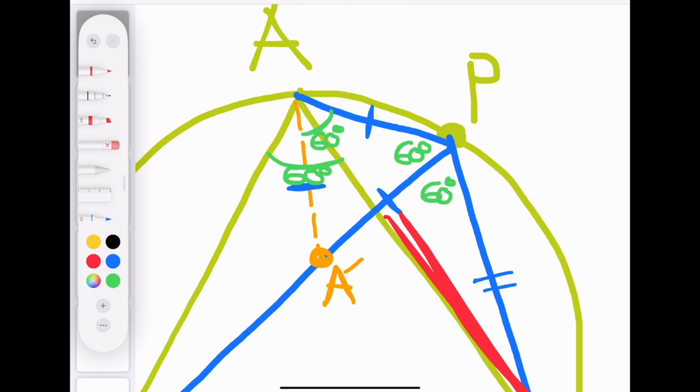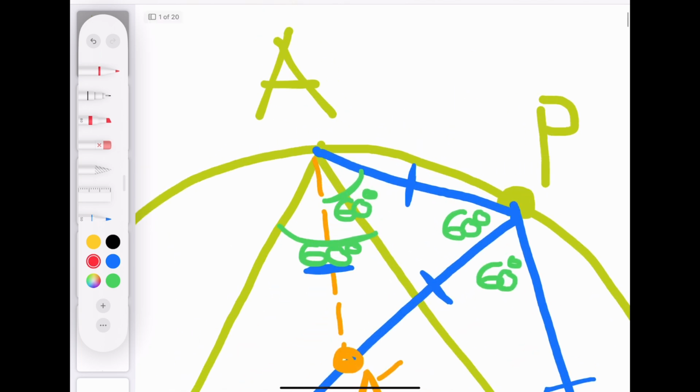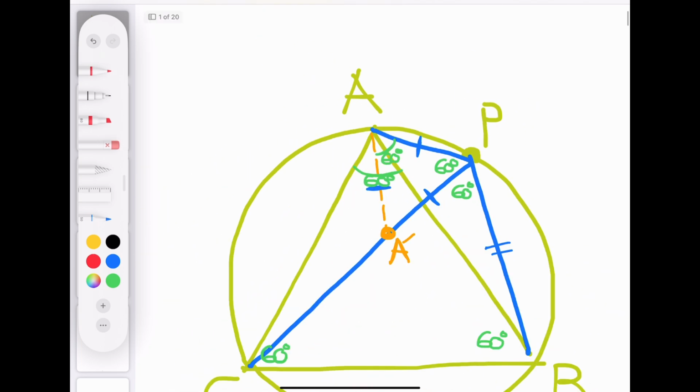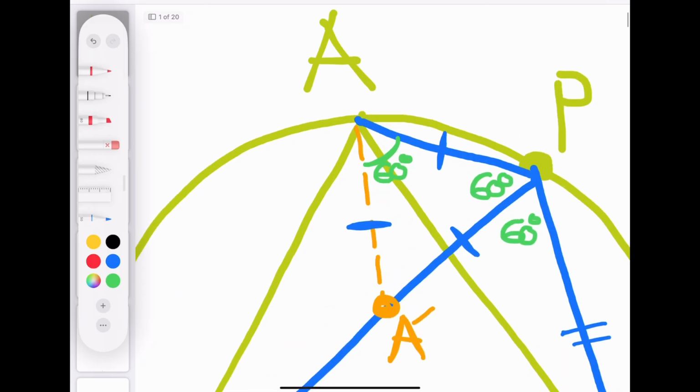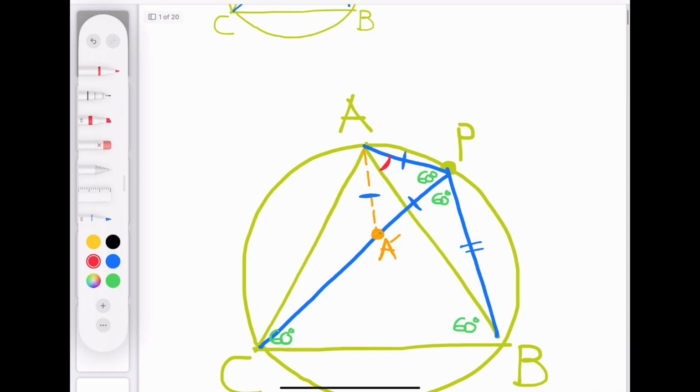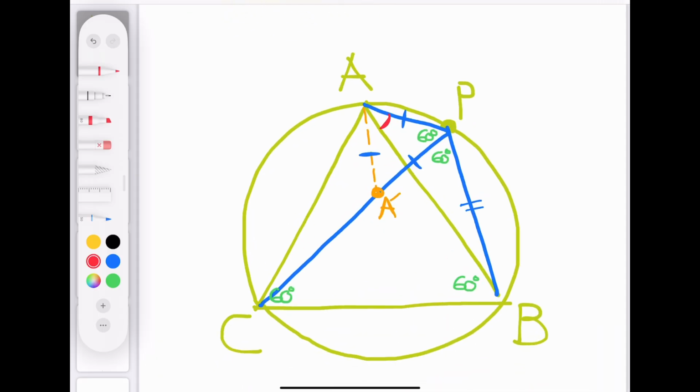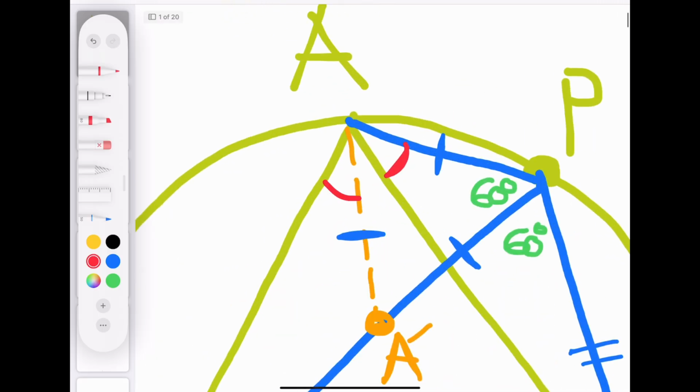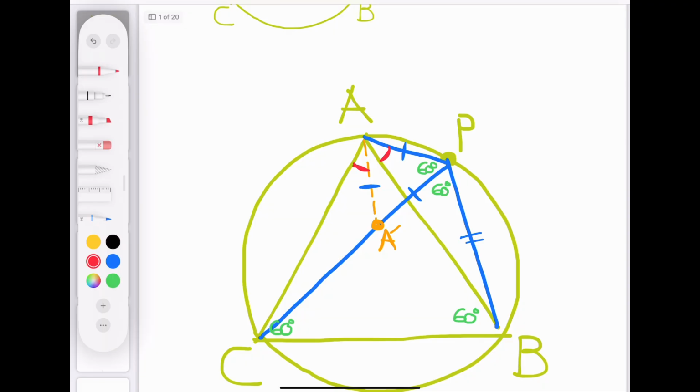Hopefully that was clear to you why that was true. I'm going to just erase these 60-degree angles now because we actually won't be using them, right? So we get that PAB is equal to angle A prime AC, right? And we got that from those 60-degree angles, and then we subtracted A prime AB from both of them, okay?